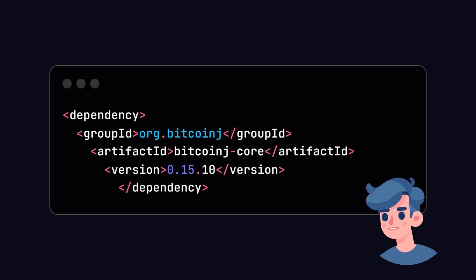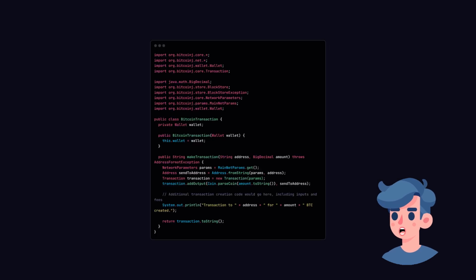First, you need to include Bitcoinj in your Maven project. Here's how you can add it to your pom.xml file. Once we've added the Bitcoinj dependency, let's create a method called makeTransaction that will send Bitcoin to the address we've decoded earlier. Here's how you can implement that.